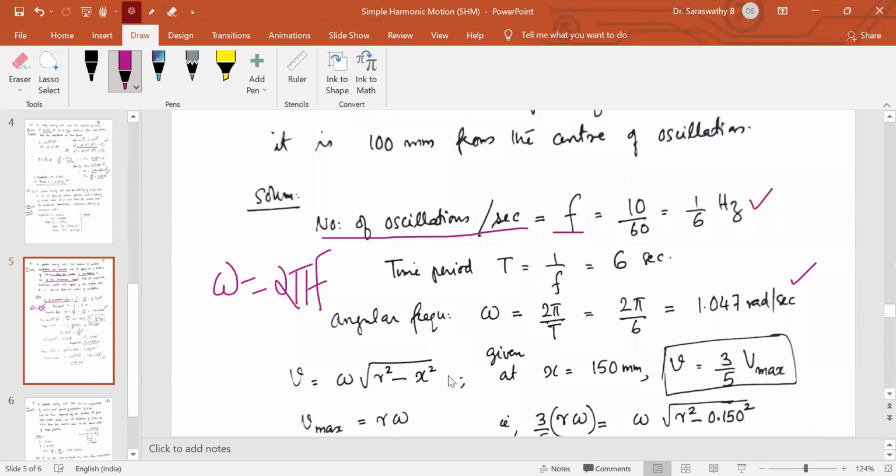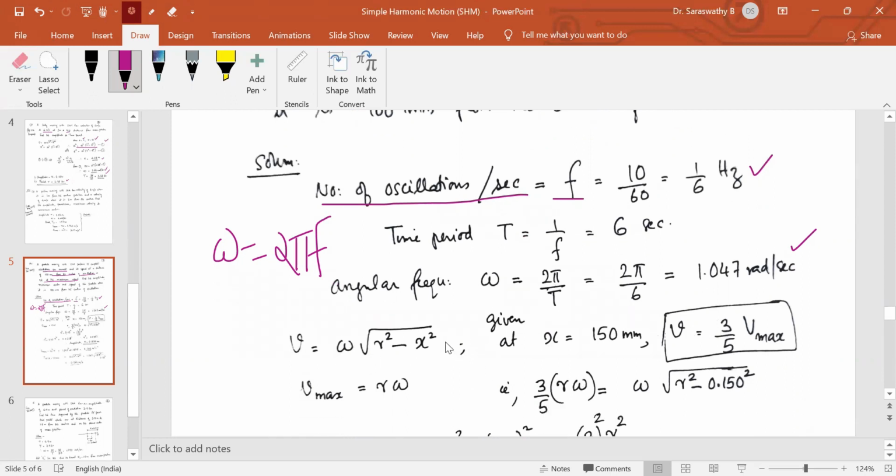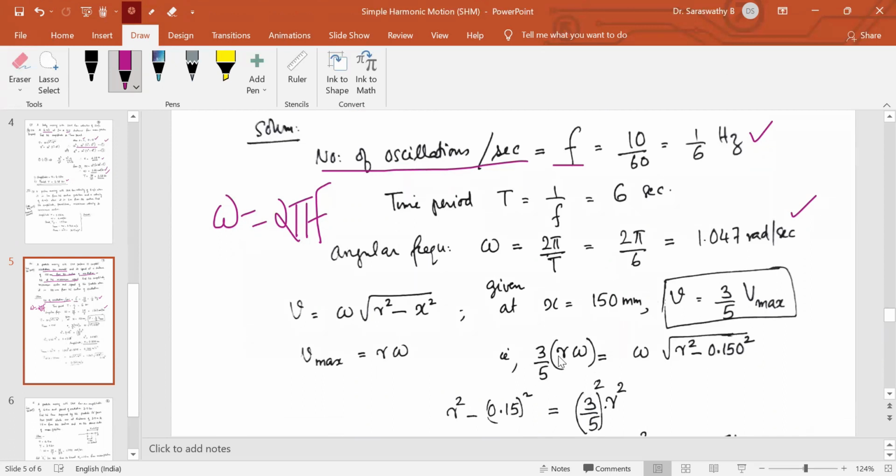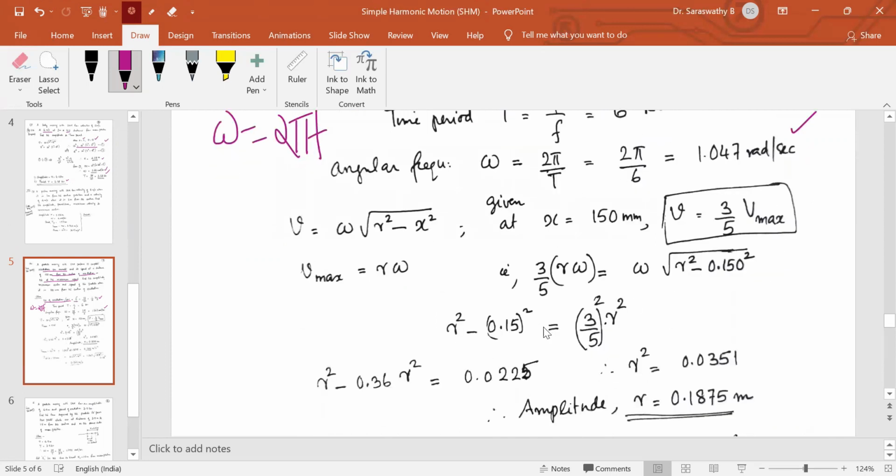So when x is equal to 150 millimeter, the velocity is 3/5 of maximum. So v is equal to omega into root of r square minus x square. Omega we don't know, r square we don't know, x square is 0.15 square. That is equal to 3/5 of maximum velocity. Maximum velocity is r omega, so this omega gets cancelled. 3/5 of r is equal to root of r square minus 0.15 square. Squaring both sides, r square minus 0.15 square is equal to (3/5) square into r square. So we get an expression in r square. Solving it we will get r, the amplitude.